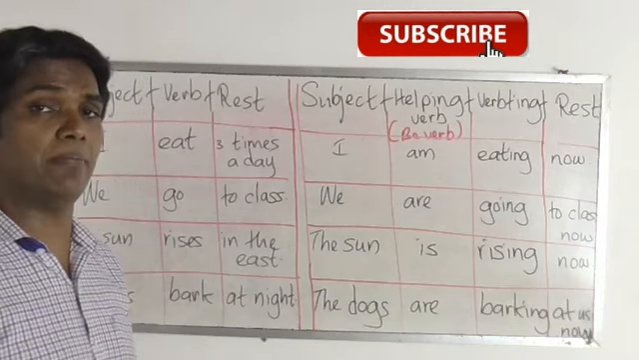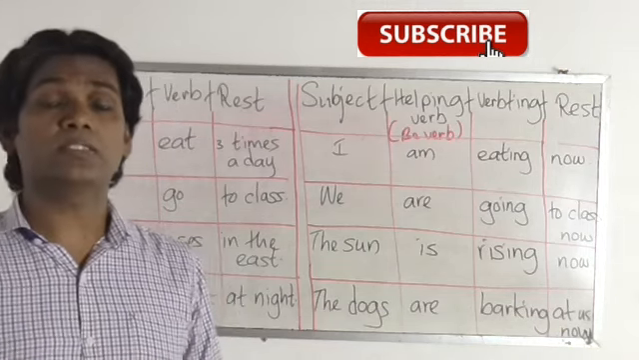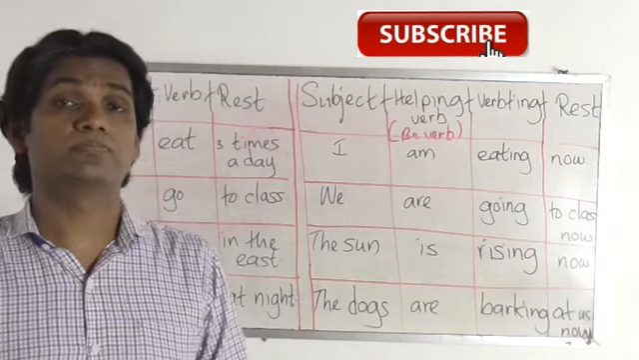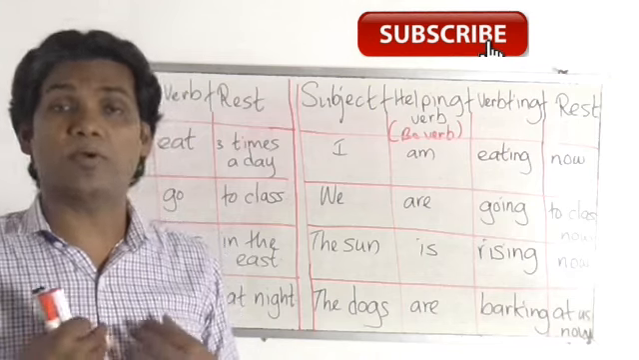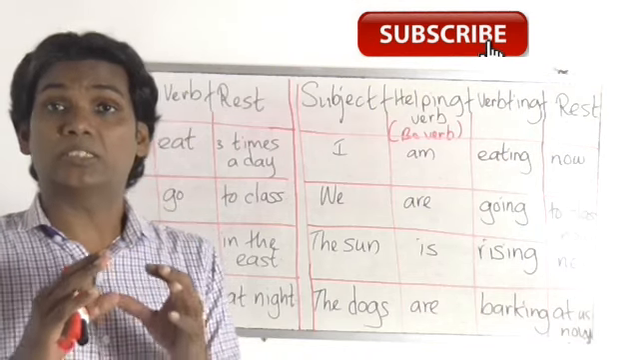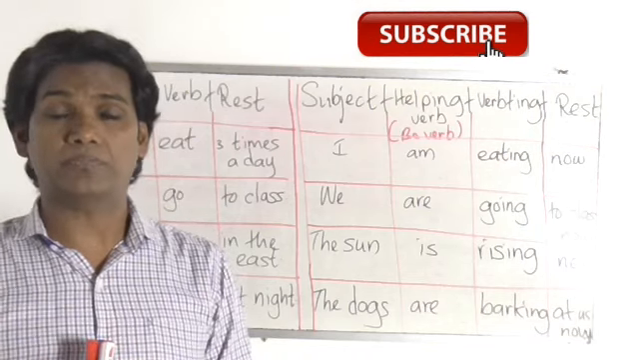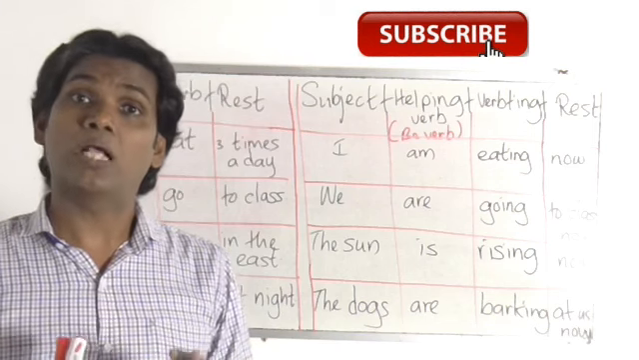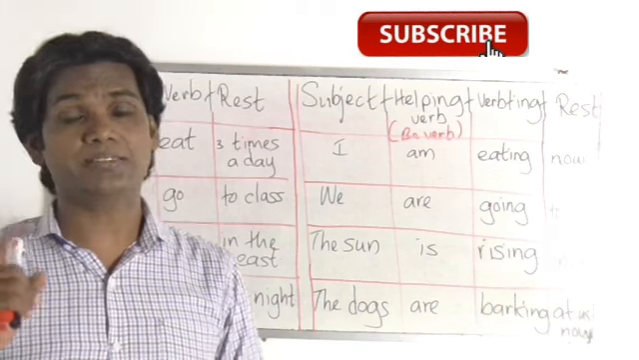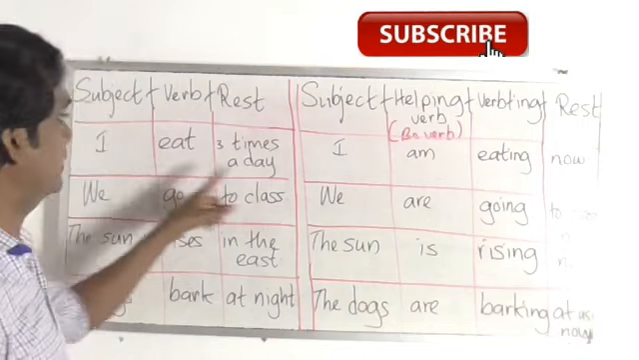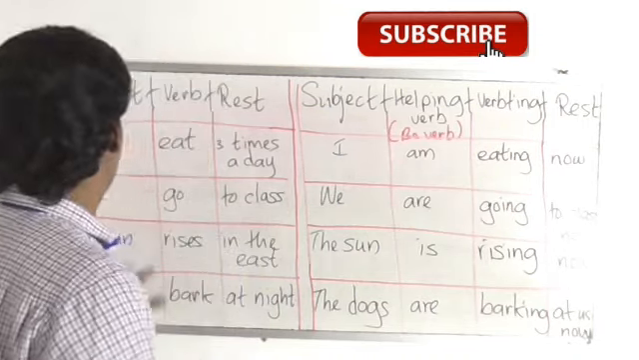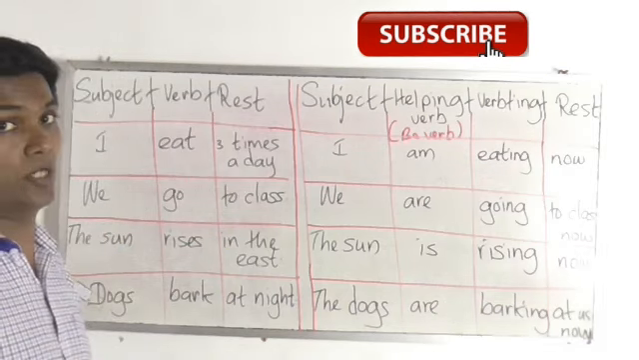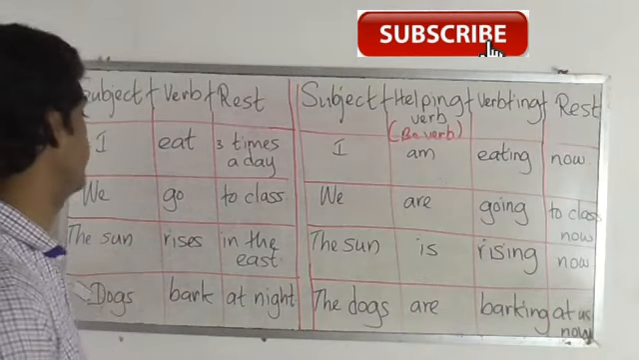We are talking about habits. I eat 3 times a day. I'm not talking about what I'm doing right now. I'm talking about my habit. I eat 3 times a day. I eat rice and curry at night, not now. So comparing: I'm eating, it's happening right now. I eat 3 times a day, not now, it's a habit.